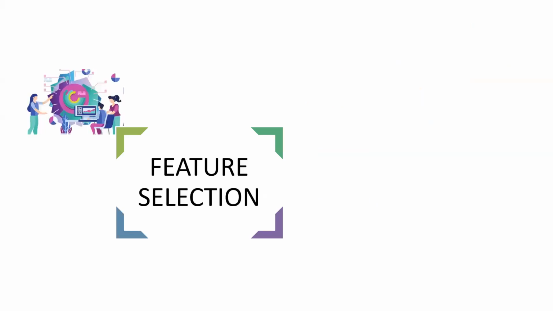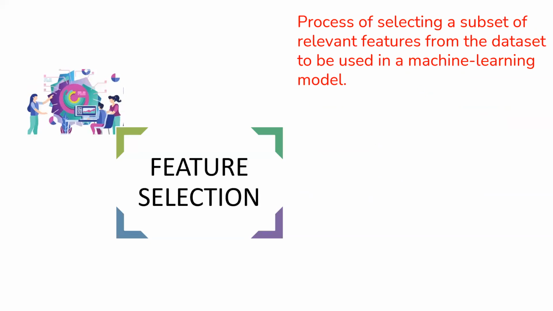Now we move on to the fourth step in feature engineering, which is called feature selection. What is meant by feature selection? It is the process of selecting a subset of relevant features from the data set to be used in a machine learning model. So what we do is, from the features that have been transformed and extracted, we select a subset of features which are relevant so that they can be used in a machine learning model. Why do we say feature selection is a very important step? Because it can have a significant impact on the performance of the model.